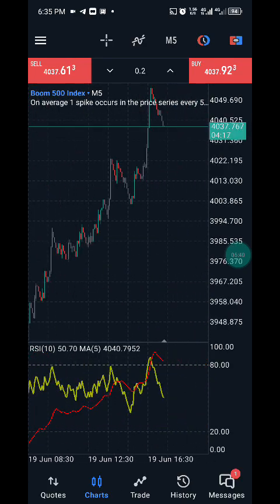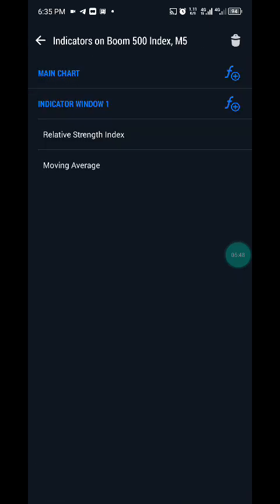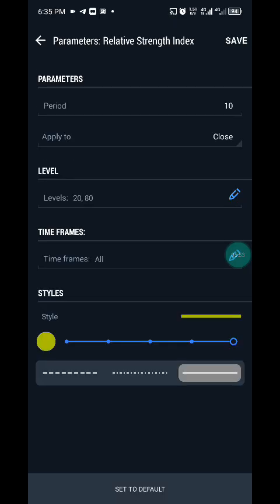All you need to do is to understand a particular strategy, and once you understand it, you can easily identify how it works. So let me show you guys our relative strength index.